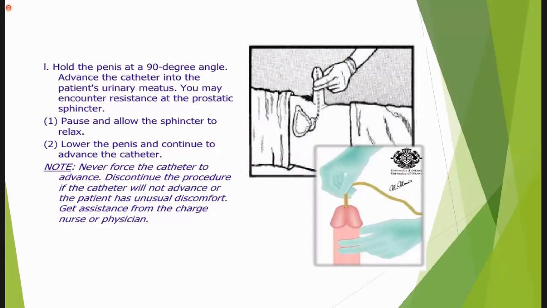Okay. Now hold the penis at a 90-degree angle. Advance the catheter into the patient's urinary meatus. You may encounter resistance at the prostatic sphincter. Hold the penis at the 90-degree angle, as shown in the picture. Pause and allow the sphincter to relax. Okay. Lower the penis and continue to advance the catheter.